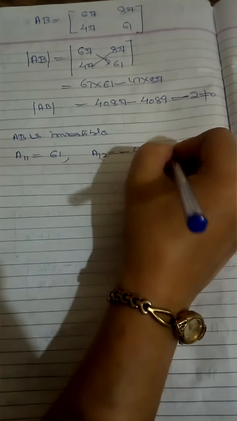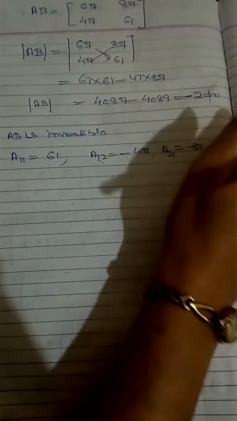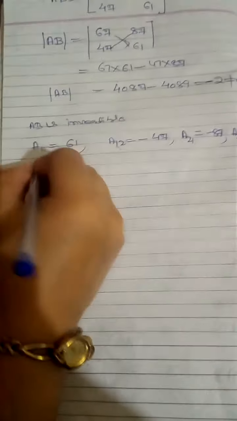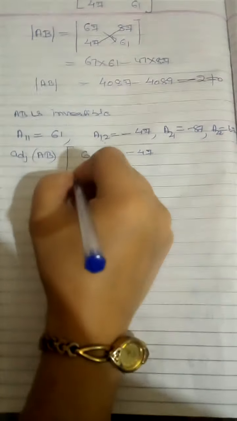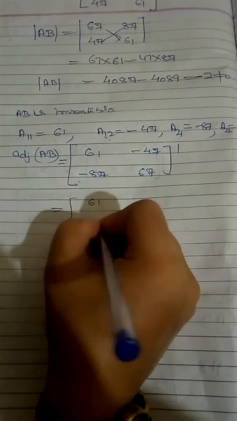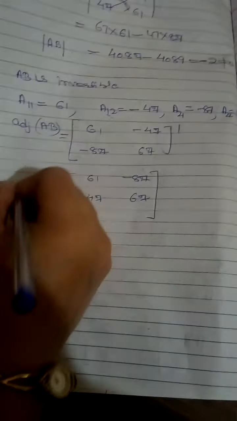A21, similarly you can find out A21. Leave this row and this column, minus 87. And A22, what is the value of A22? Leave this row and column, that is 67. Now adjoint of AB is 61, minus 47, minus 87 and 67, and then transpose. What is coming here? It is coming here 61, minus 47, minus 87 and 67. This is the value of adjoint AB.